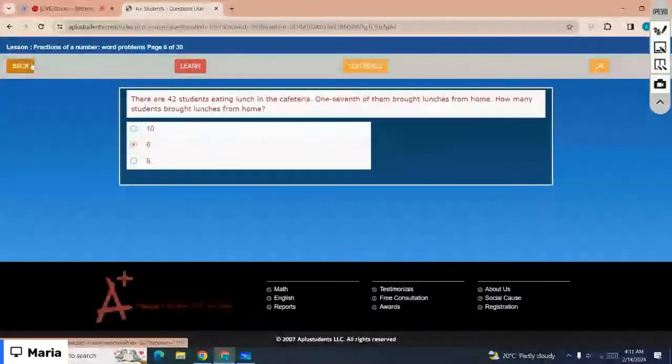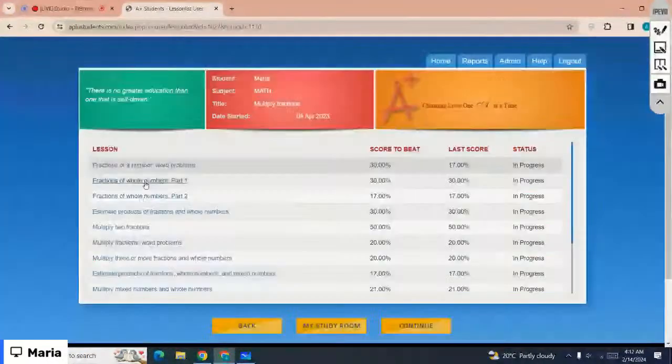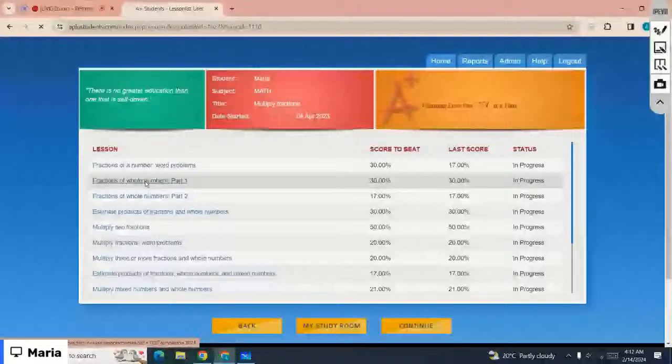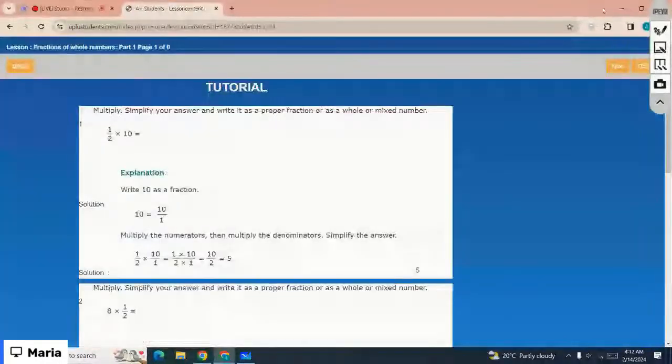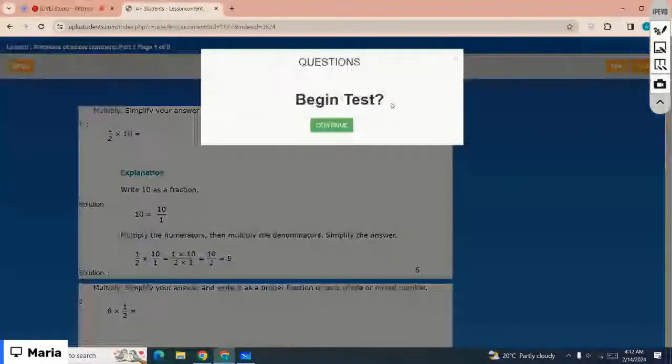Okay, you can complete the lesson by yourself later today. Let me just move on to the next lesson. And the next lesson is fractions of whole number part 1. Let's just start with the test question. They are exactly the same as in the first lesson, right?